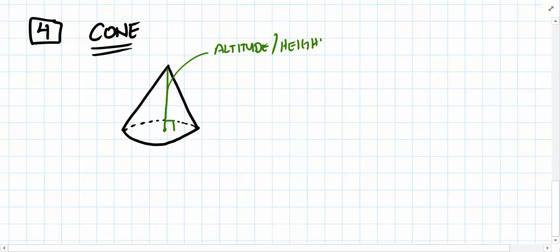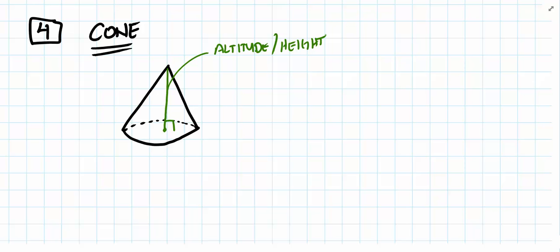Altitude slash height. I don't really get what you mean by perpendicular. Perpendicular means right angled straight up from the base. It's like an illusion. It's an altitude, right? Altitude is the shortest distance from the vertex down to the base.